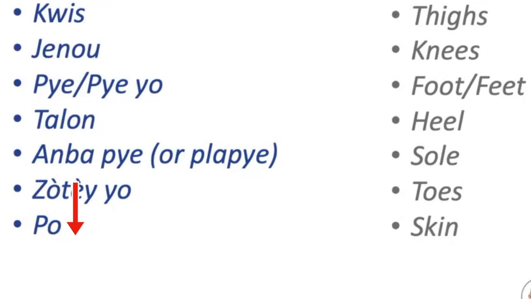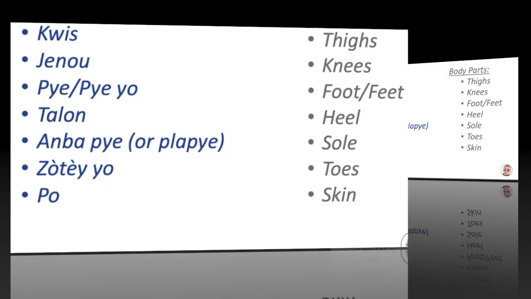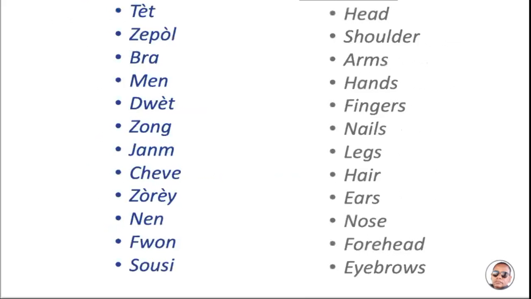That's all the body parts we have for you today. We just wanted to show what's visible to the eyes. It's part of basic vocabularies you need to be able to conversate in basic Haitian Creole. Quick review. Tête, head. Épaules, shoulder. Bras, arms. Mains, hands. Douette, fingers. Zong, nails. Jambes, legs.